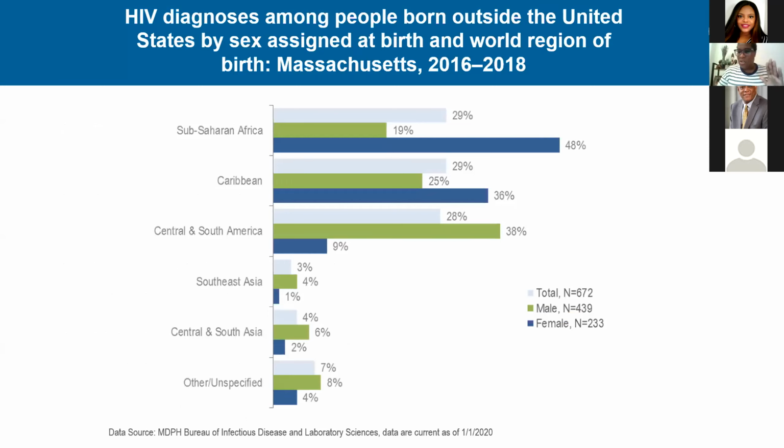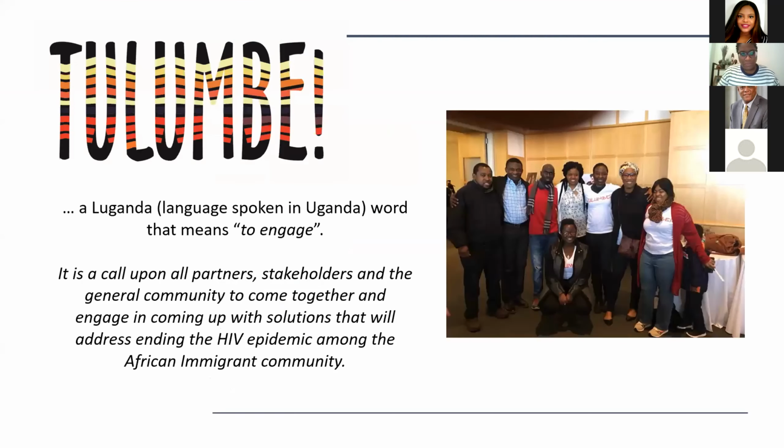So again, HIV/AIDS among African immigrants is still an issue in Massachusetts. Immigrants are about 17% of the population in Massachusetts, and they make up about 35% of the HIV cases. And what you see here is that sub-Saharan Africans and Caribbean immigrants have the highest numbers of HIV cases in Massachusetts. And you'll see that sub-Saharan African women are mostly impacted.